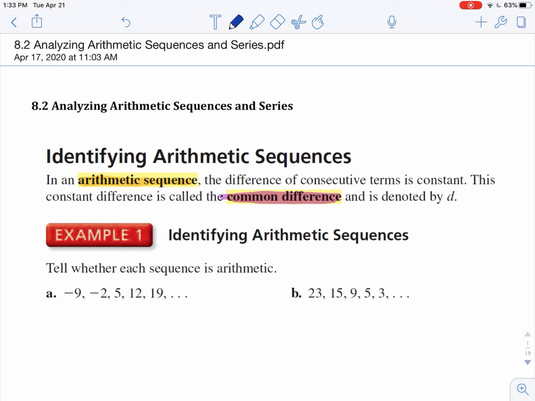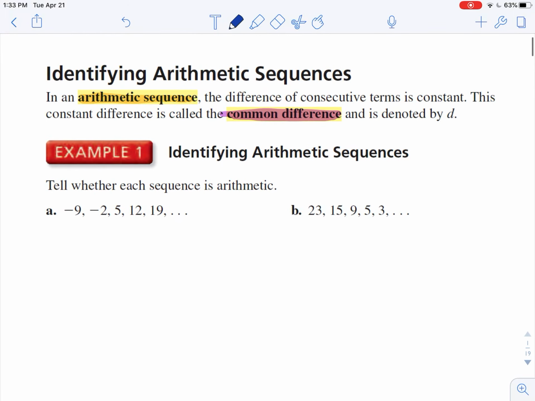So a pretty typical question is for you to determine whether a sequence is arithmetic or not. And so in this first example, it says exactly that. It says determine or tell whether each sequence is arithmetic. So let's go about doing this.